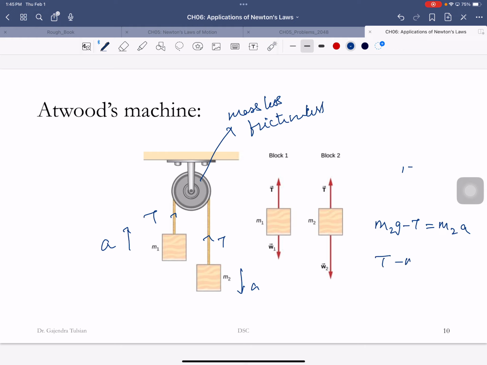T minus M1G equal to M1 times A. Right? Now we'll add the two equations. This will cancel. (M2 minus M1)G equal to (M1 plus M2)A. And this is what you were referring to.